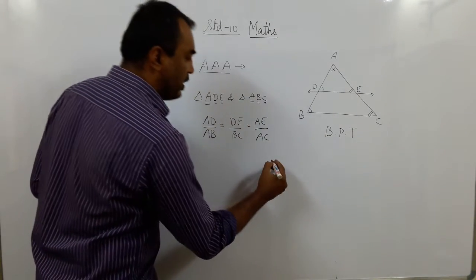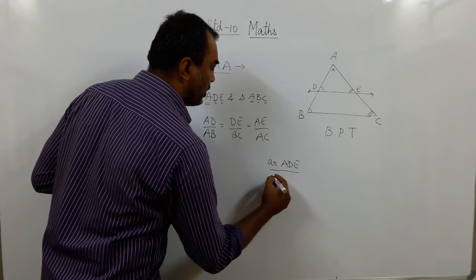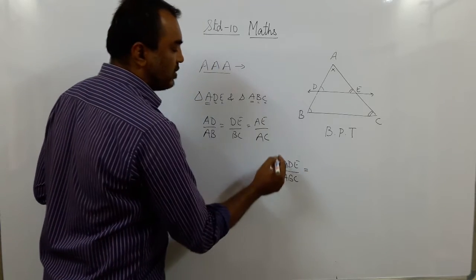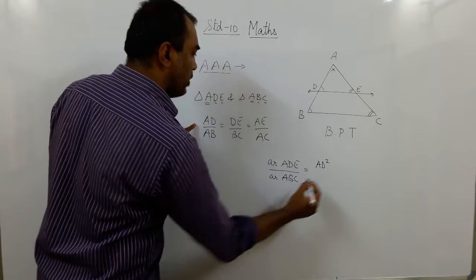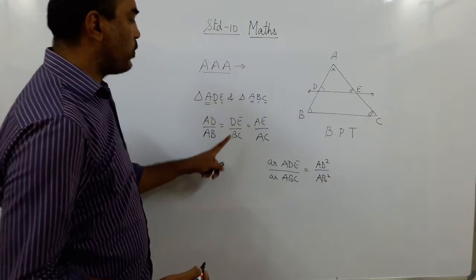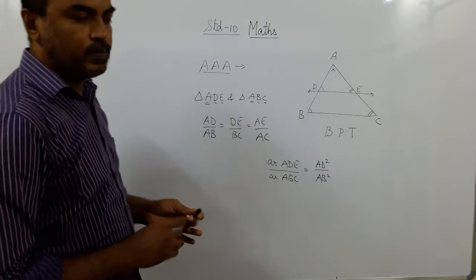So if I take the area of triangle ADE and the area of triangle ABC, they both are similar triangles, then the ratio of the areas is AD square upon AB square, or DE square upon BC square, or AE square upon AC square. This was for the area.